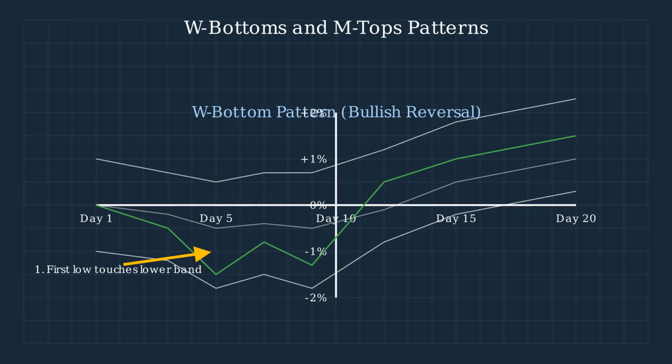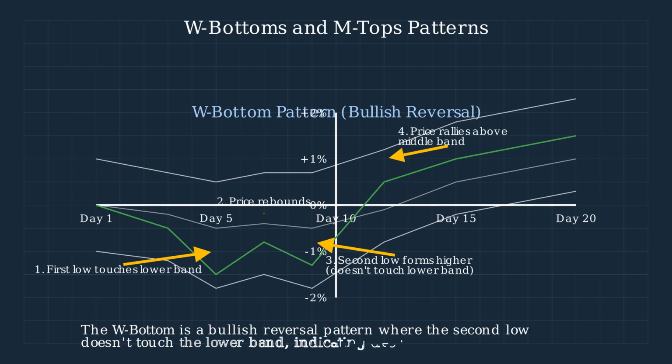Price then rebounds slightly from the lower band. The pattern continues with a second low that fails to touch the lower band, indicating decreasing downside momentum. Finally, price rallies above the middle band, confirming the W bottom pattern and signaling a potential trend reversal.